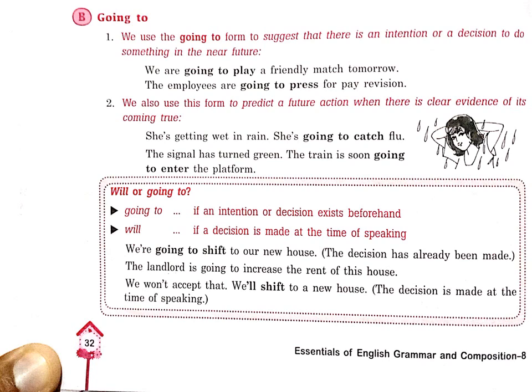Decision is made. The landlord is going to increase the rent of this house. We won't accept that. We'll shift to a new house. The decision is made at the time of speaking. When the decision is made at the time of speaking, there you use will, or shall, and when an intention or decision exists beforehand, means before speaking, that's going to. Let's see next.